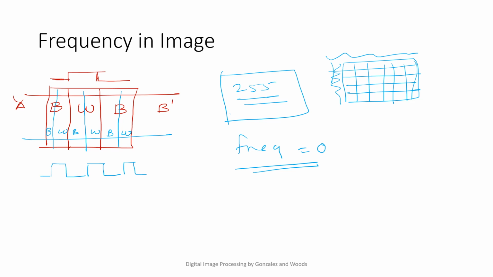Okay, so variation in gray level values when you scan the image from left to right, top to bottom, that is called a frequency in image. Very important concept. Otherwise, you will not understand how the filters work.